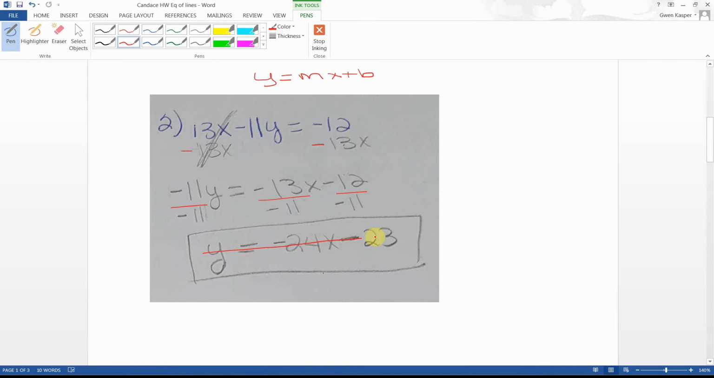So you would have had y equals negative 13 divided by negative 11. Negative divided by negative will be positive. And same thing, negative 12 divided by negative 11 would be positive. So what you did wrong here was subtract instead of divide.